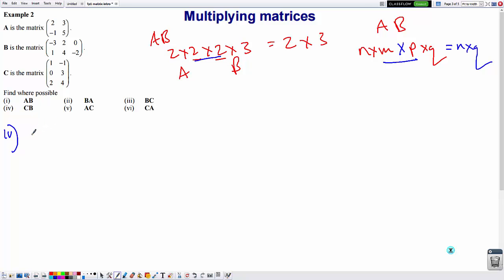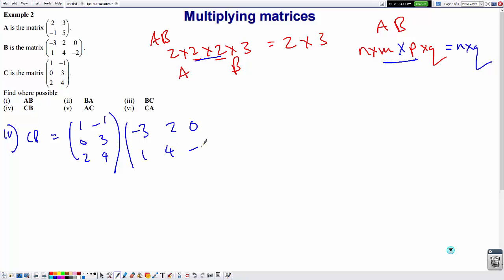Okay, so let's write these down. So C, B. C was 1, minus 1, 0, 3, 2, 4, and B is minus 3, 2, 0, 1, 4, and minus 2. By the way, we already know this isn't going to be the same as BC. BC was a 2 by 2 matrix. CB, we've already seen, is going to be a 3 by 3 matrix. So again, we see BC and CB aren't equal. So let's work this out. I'm going to do this a little bit quicker now.